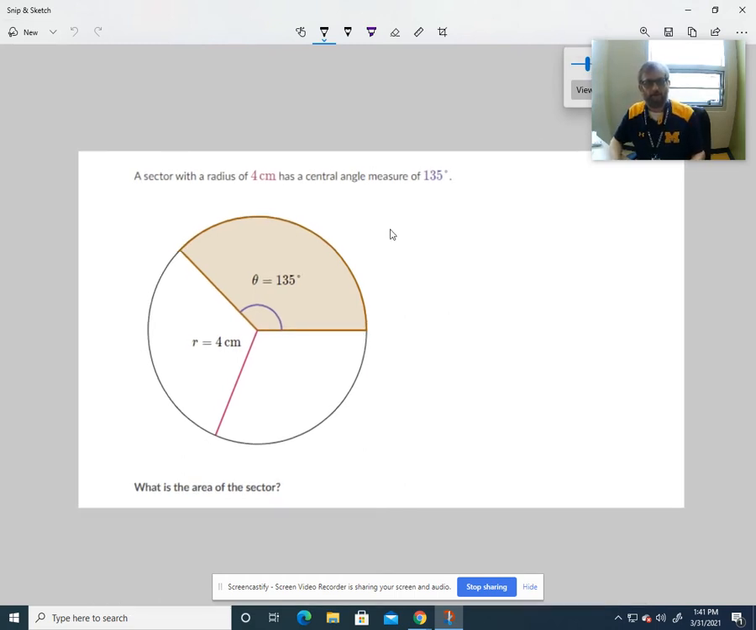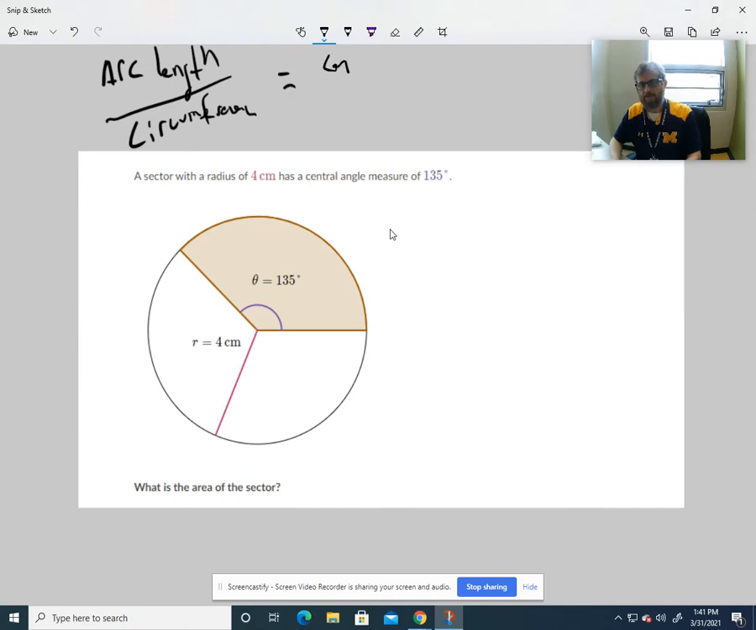If you'll remember just a little bit ago, when we talked about arc length, we said arc length to circumference is the same as central angle to 360 degrees or 2 pi, depending on whether or not we were in degrees or radians. Well, we're going to do almost exactly the same thing here.